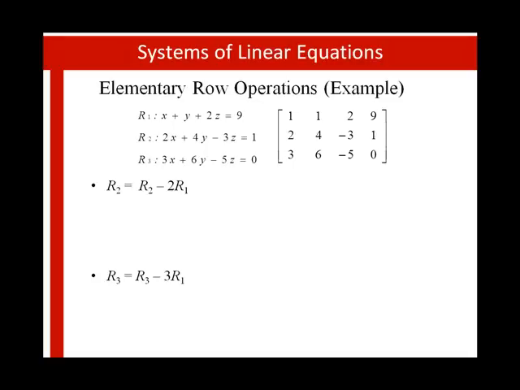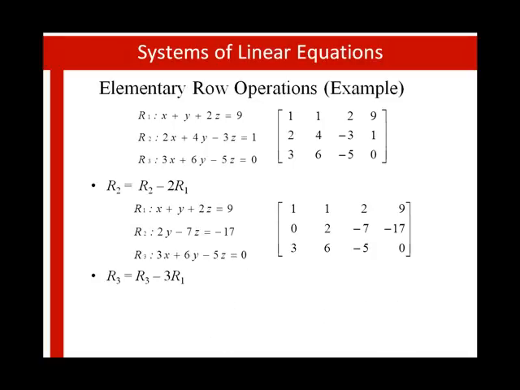Say we have a system x plus y plus 2z equals 9, 2x plus 4y minus 3z equals 1, 3x plus 6y minus 5z equals 0. Let's call the first equation row 1, the second equation row 2, the third equation row 3. This system of equations is written as an augmented matrix as seen on the right-hand side.